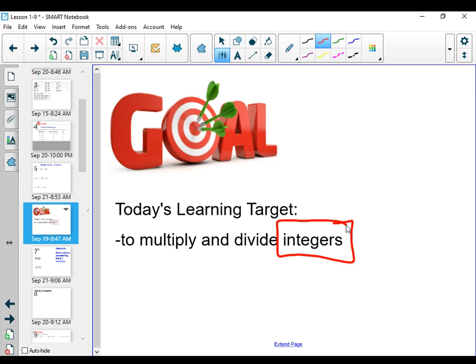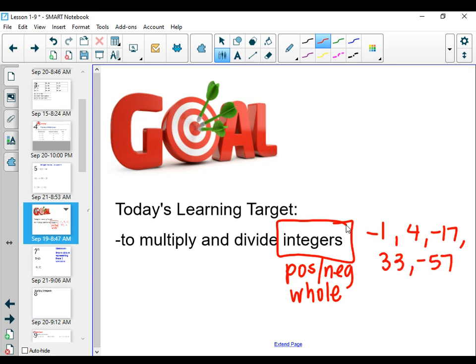You've probably heard me say this 100 times by now. Integers, positive and negative, whole numbers. Infinite amount of integers, positive and negative whole numbers. Today we are going to practice multiplying and dividing them.